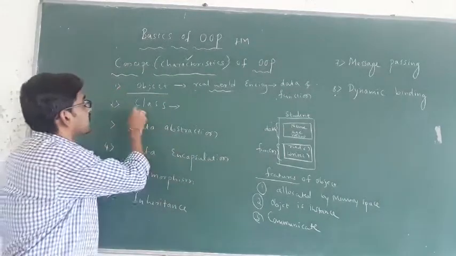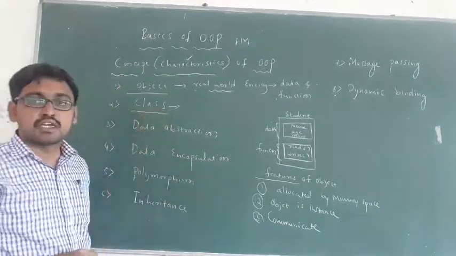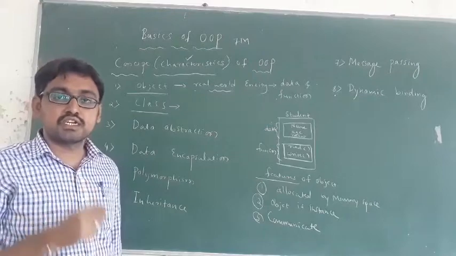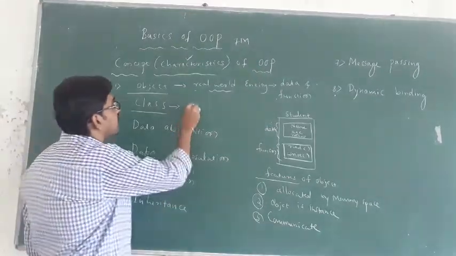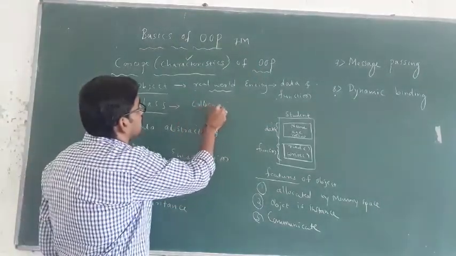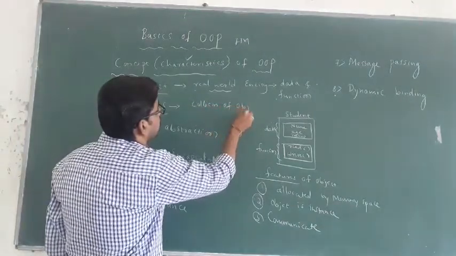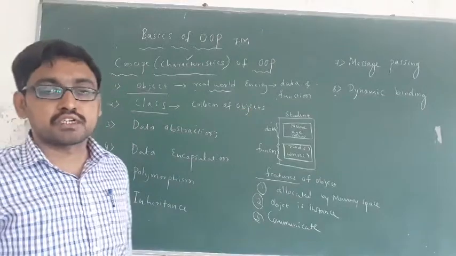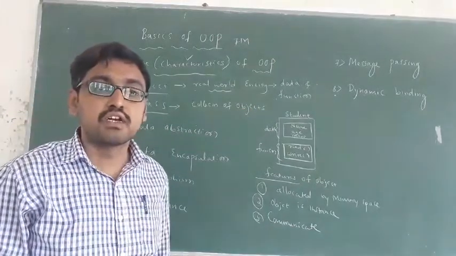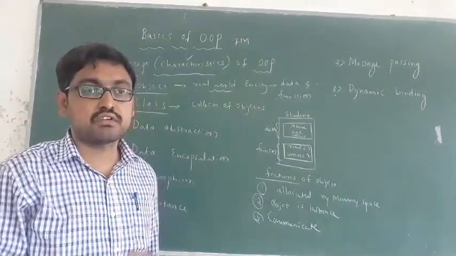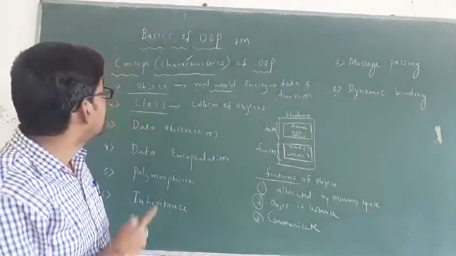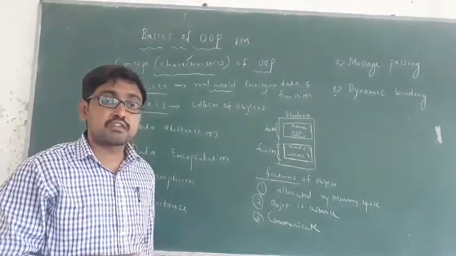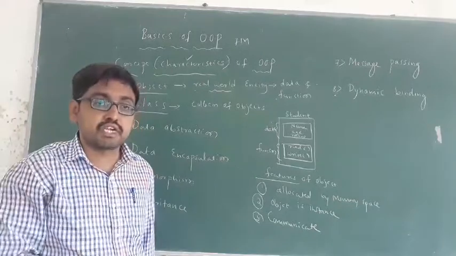The second one, see what is a class. Class means what? Already you studied. Class means it is a collection of objects. It is a collection of objects which have common features. That is called a class.